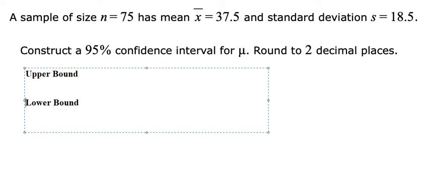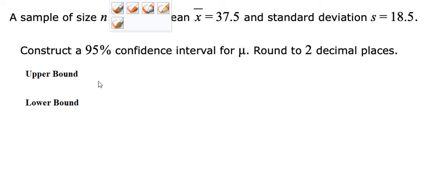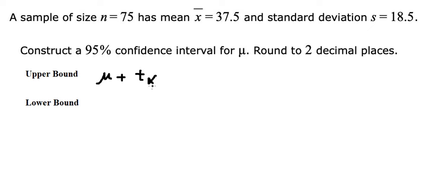So for this one, we have mu plus t alpha over 2, and we have standard deviation over the square root of n. This one, the lower bound, so we have the negative sign here.